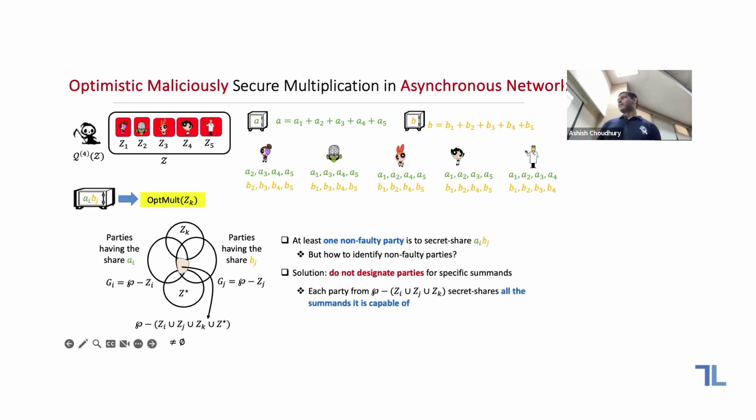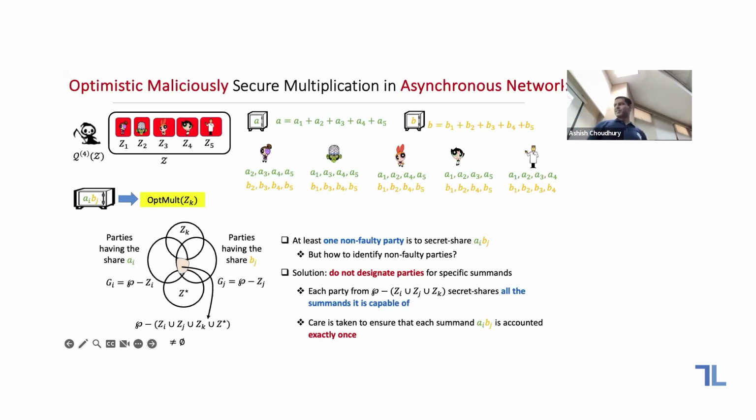So what we can do is, we no longer designate parties, we do not have least index and all those things, that you turn up and secret share ai times bj. We let every party secret share whatever summand it is capable of. But now there could be a problem that two parties turned up to secret share ai times bj, and since the network is asynchronous, in my view I have one party who has secret shared ai times bj, and in Manoj's view there might be another party who has secret shared ai times bj in this kth instance of optimistic multiplication. And our views could be different because we are in the asynchronous domain.